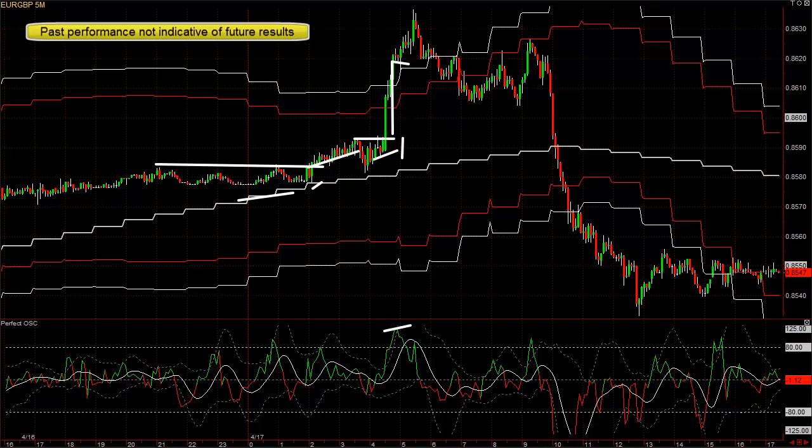So I'm going to go over some anticipatory ways of using our currency index.